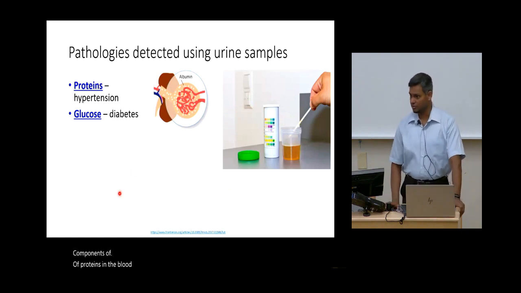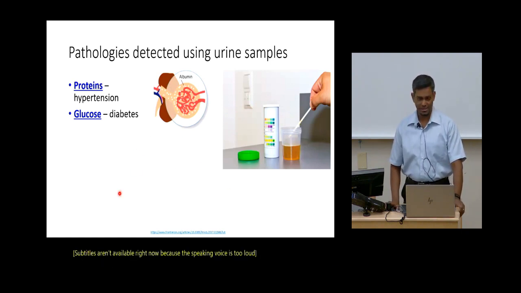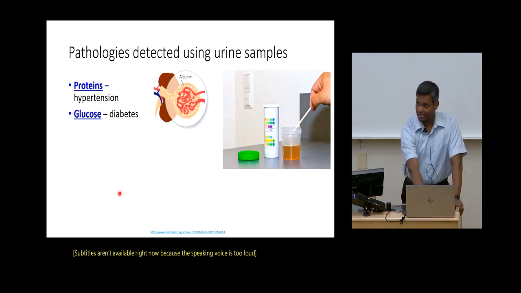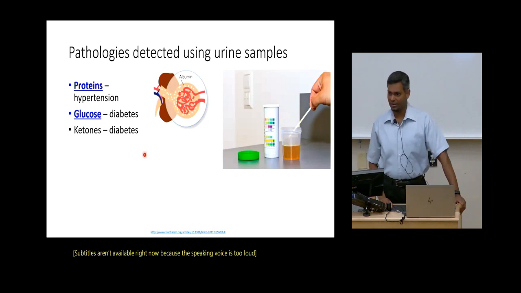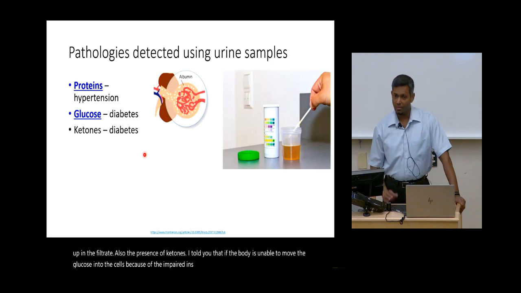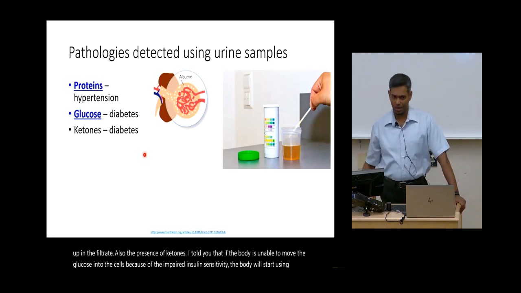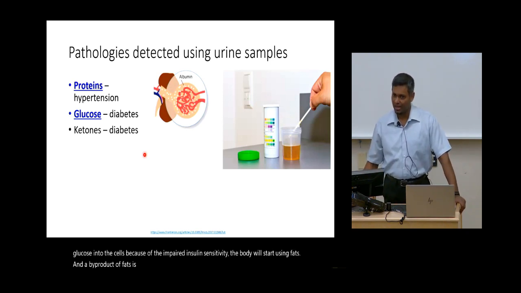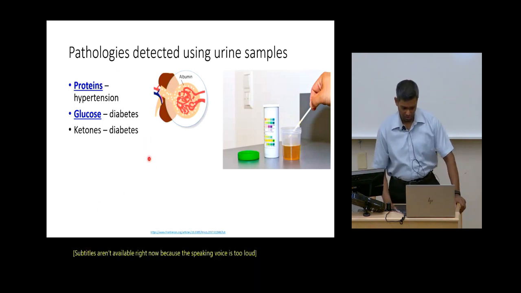And also the presence of glucose could indicate diabetes, because the transport maximum has been exceeded when a person has diabetes. There are high levels of glucose, and so that can end up in the filtrate. Also the presence of ketones. I told you that if the body is unable to move the glucose into the cells because of impaired insulin sensitivity, the body will start using fats, and a byproduct of fats is the ketone bodies, and when that is released in the blood, it can end up in the urine as well.